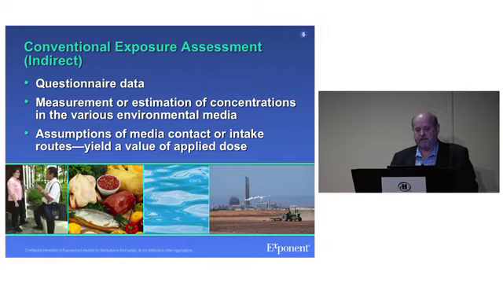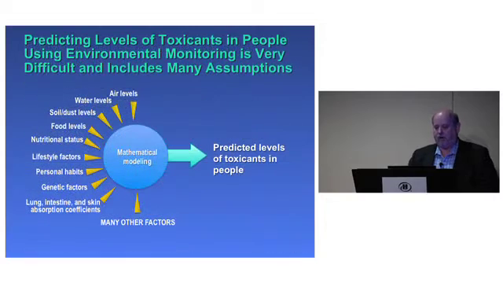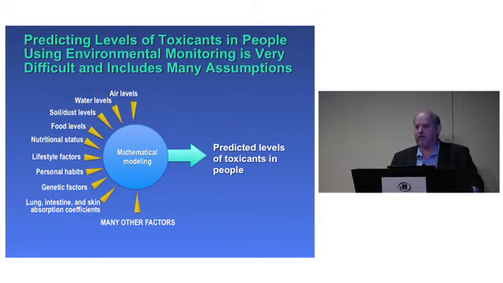The conventional approach, the indirect approach, uses questionnaire data, the measurement of the concentrations in the environmental media, and then assumptions are made about media contact or intake routes, and that is used to yield an applied dose. One of the problems in predicting levels in people is a very, very complex situation. You have all these levels that we're exposed to in our environment, in our food. Nutritional status can play a role, lifestyle factors, personal habits, genetic factors, all of the absorption coefficients from the lung, intestine, and skin, for example, have to go into that. Many other factors in addition. And you put that into a model, and you come up with some predicted level of toxicants in people.